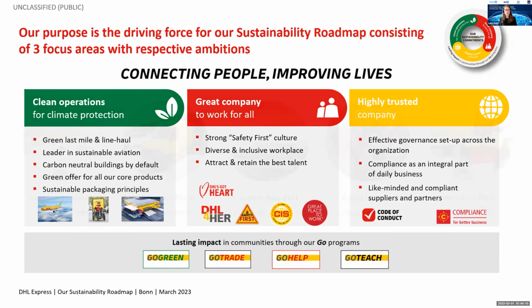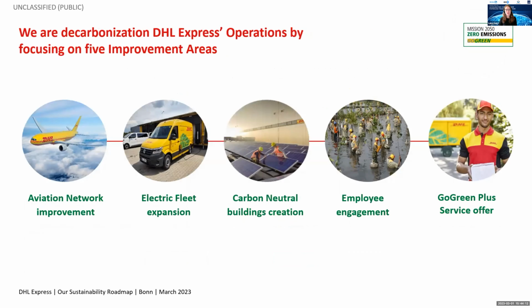Moving on to the next slide, please. I will explain a little bit more about our measures to decarbonize DHL Express operations, and we do that by focusing on five improvement areas. So as slightly more than 90% of our emissions come from aviation, our biggest opportunity to reduce them lies obviously within our aviation network. And our group's midterm target is to reduce GHG emissions to below 29 million tons of CO2e in 2030, which is quite an effort with a growing transport business.